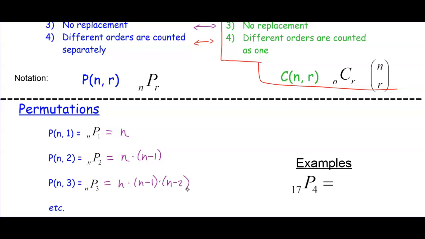As an example, if you're doing 17 pick 4, and I don't know why, maybe you have a club with 17 people and you're picking 4 positions, something like that, then you're going to start with 17 times 1 smaller, 16, times smaller than that, 15, times smaller than that, 14. So notice, looks like the beginning of a factorial, doesn't it? It just stops after the first 4 numbers in the factorial. Then you multiply that all out, and you get 57,120.